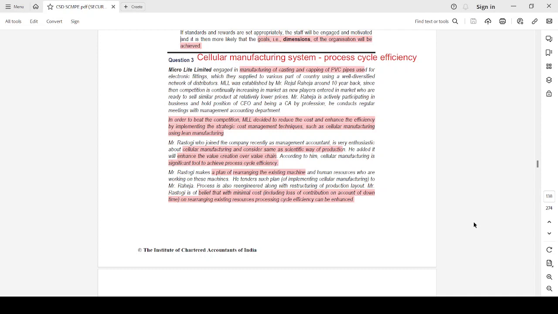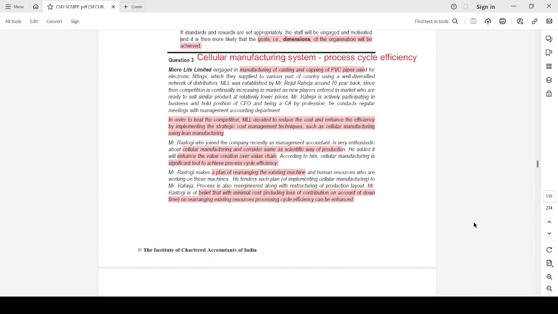Micro Light Limited is engaged in the manufacturing of casting and capping of PVC pipe. Since there is competition, the company has decided to reduce the cost and enhance the efficiency, basically by using the cellular manufacturing system, which is nothing but a lean manufacturing process, right?